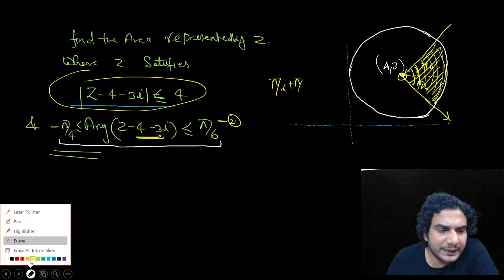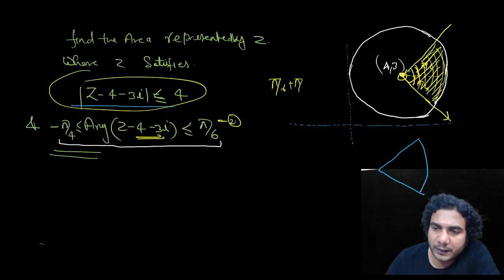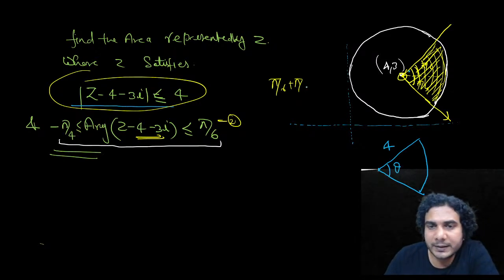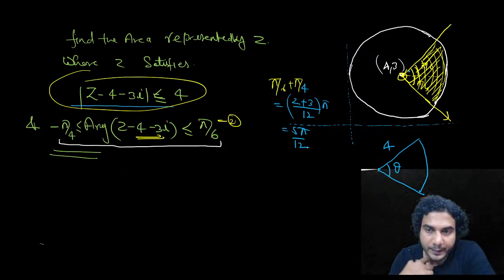So you need to find the area. You can see this is nothing but a sector, right? This is a sector whose radius is 4, and what is this angle theta? Theta is pi by 6 plus pi by 4. So that is going to be 2 plus 3, 5 pi by 12, okay, 5 pi by 12.